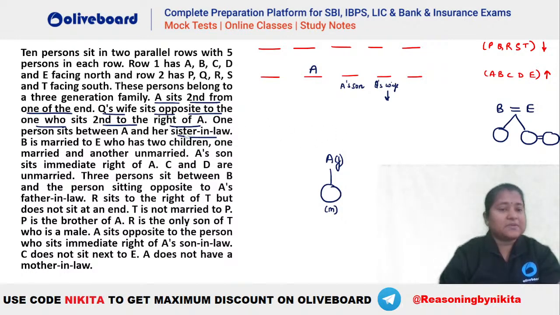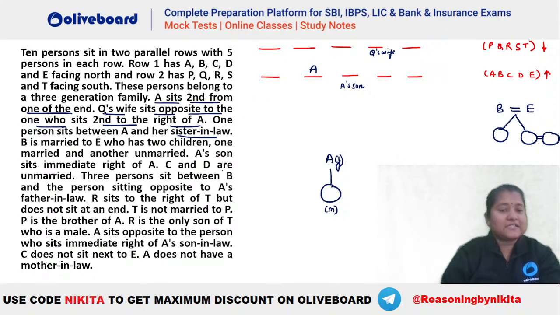So one person sits between A and her sister-in-law. Q's wife sits opposite to the one who is second to the right of A. Look, here we made a mistake. That is, Q's wife has to be opposite to the person who is second to the right of this A here, isn't it? So this is not Q's wife. Q's wife has to be this person. The person who is second to the right of A has to be facing Q's wife. So that means Q's wife has to be this person, and that is why we were not getting out of A, B, C, D, E, right? So you can see Q's wife will be here. Okay, this will be Q's wife. Now let's move ahead.